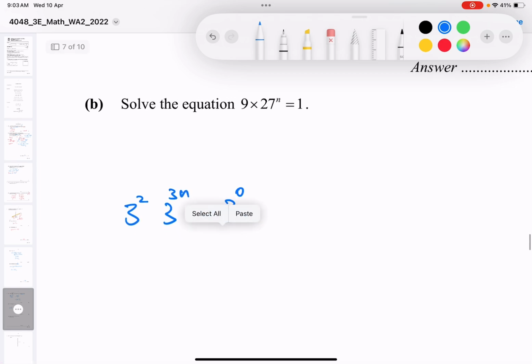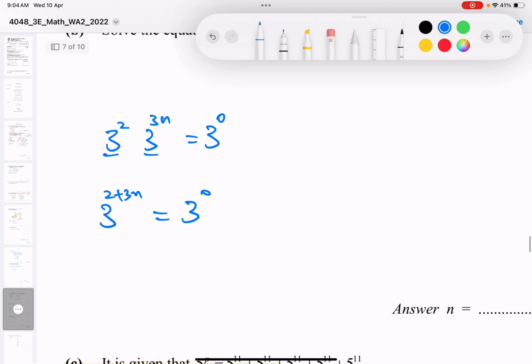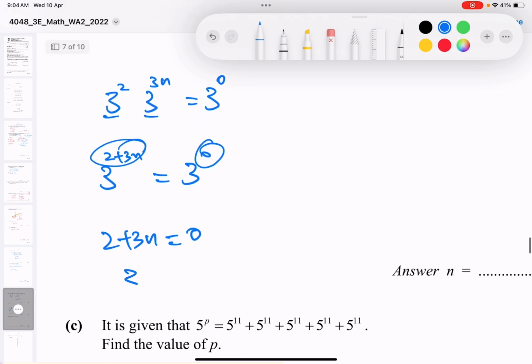Once we get here, let's finish this up. Same base, if I multiply them together, the powers will add up. So 2 plus 3n is equal to 3 to the power of 0. Therefore, 2 plus 3n equals 0. We can compare the powers immediately. 3n equals negative 2, so therefore n is negative 2 over 3.